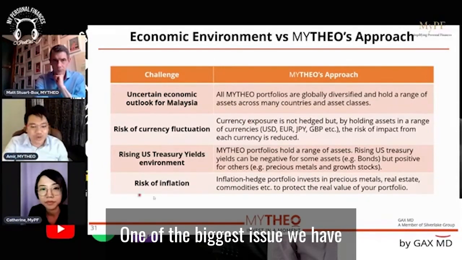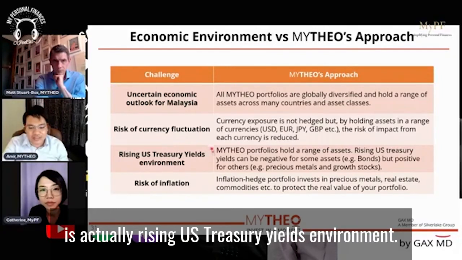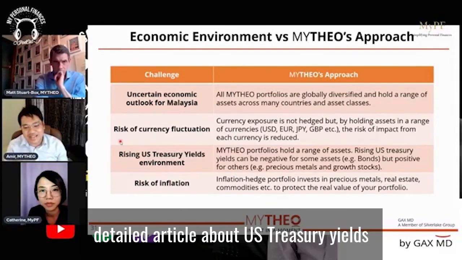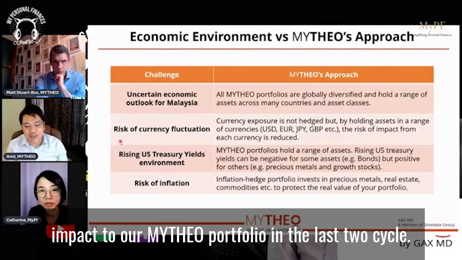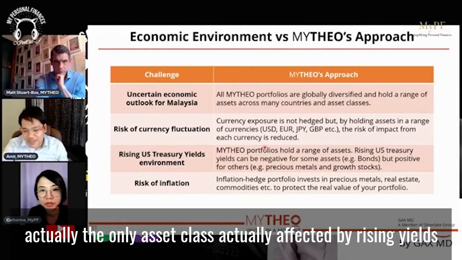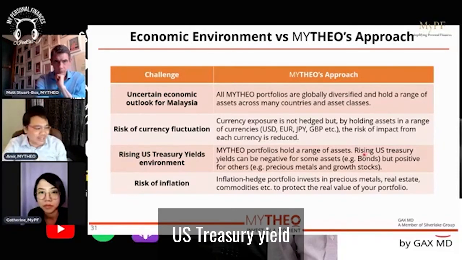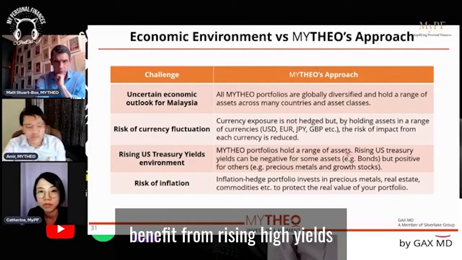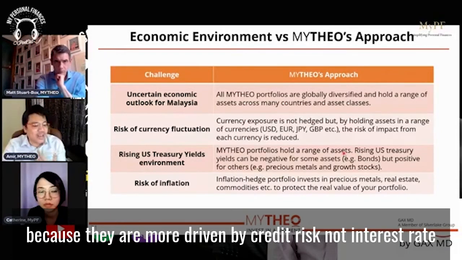Okay, one of the biggest issues we have is the rising US Treasury yield environment. If you go to our blog, we published one long, detailed article about the US Treasury yield impact on our MyTheo portfolio in the last two cycles when the yield was rising. Based on our findings, the only asset class affected by rising yield is US Treasury. In fact, other bond asset classes such as high yield bonds benefit from rising yields because they are more driven by credit risk, not interest rate risk.